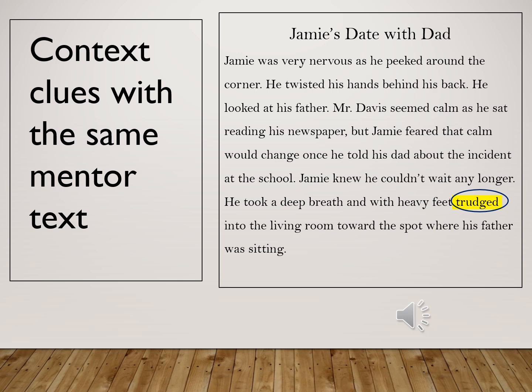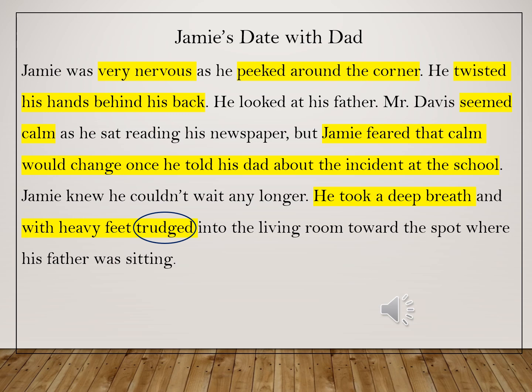Now we can go ahead and teach our students how to use context clues using the very same mentor text. The word we're looking for the definition for is the word trudged. We're going to use context clues to help us determine what that definition is. Earlier, when we were talking about mood, we had already highlighted some words. So we'll look at the words we have highlighted. We'll look at how the word trudged is used in that sentence, and we'll come up with a definition.